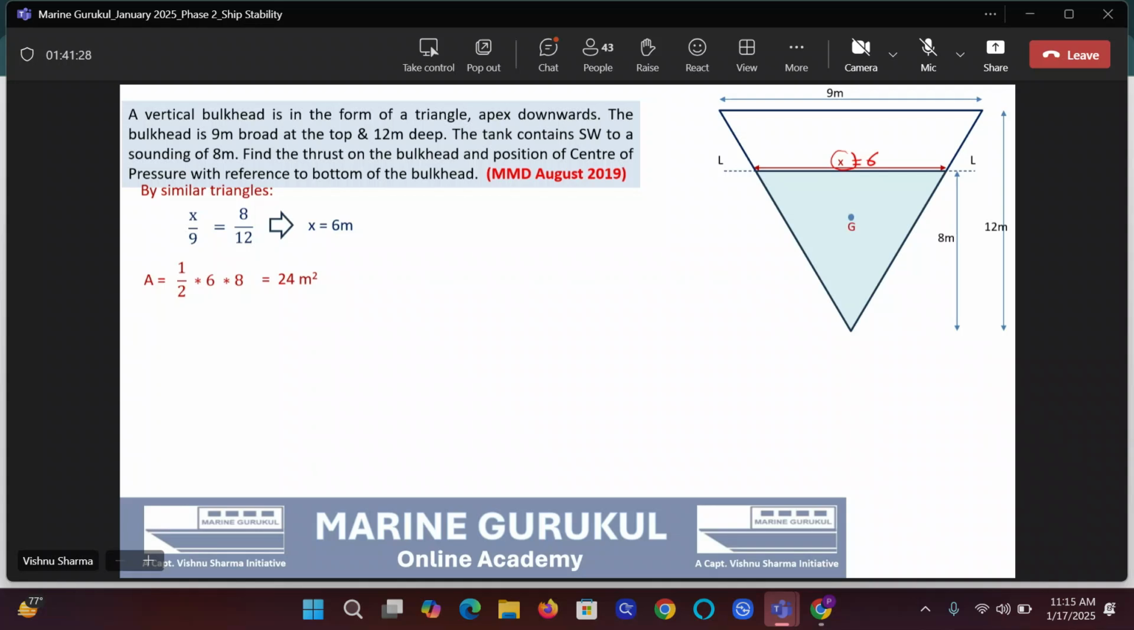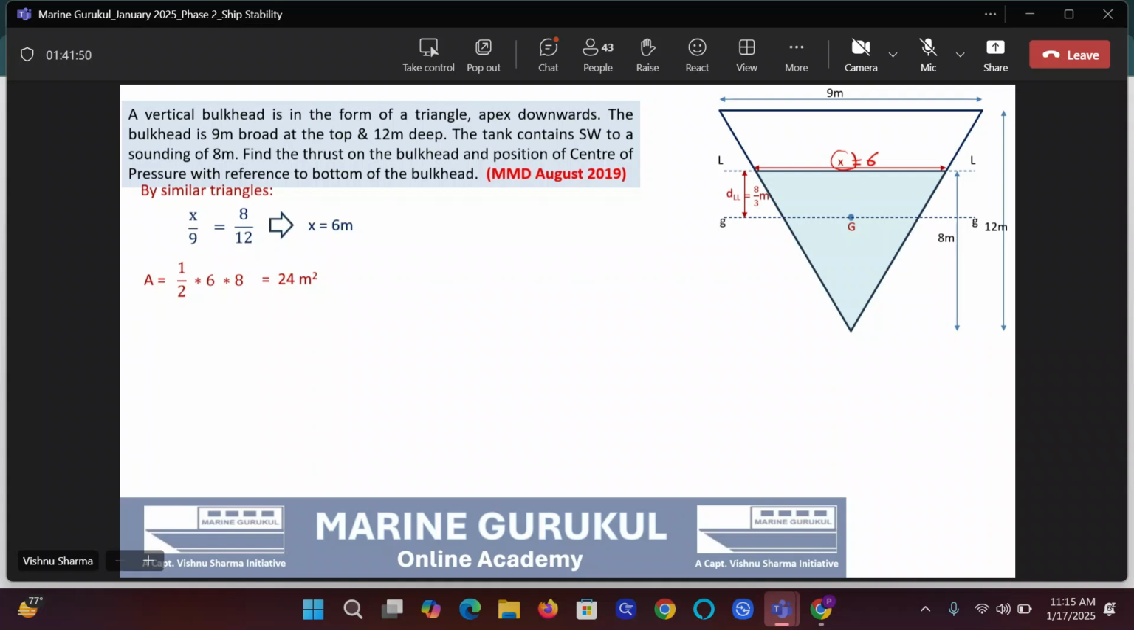Here will be the geometric center, and this will be the axis through the geometric center, and this is DLL, which is 8 by 3 meters. Correct, class? Yes or no? 1/3 of the height from base. Base is 6 meters, right? And corresponding height is 8 meters. So it's 1/3 of the height from base. Correct, class? Yes, sir.